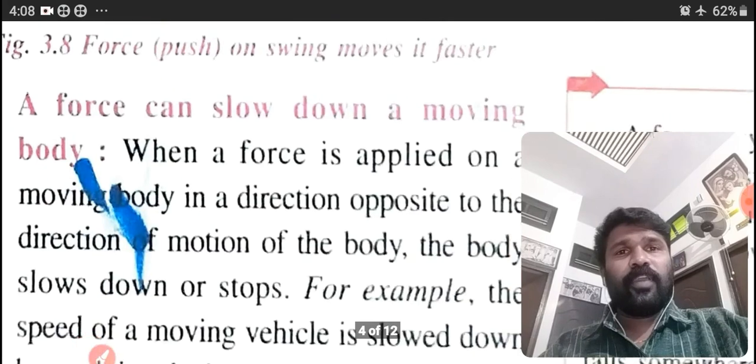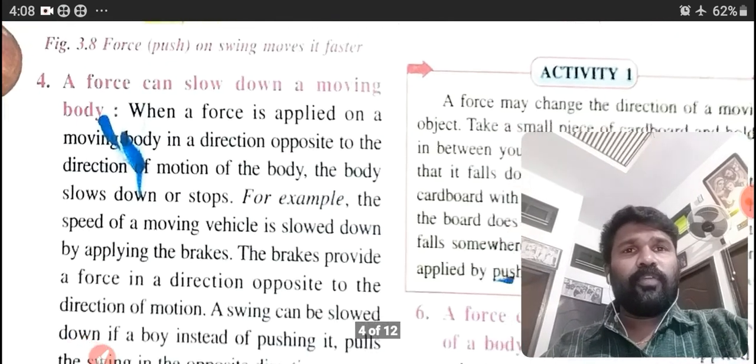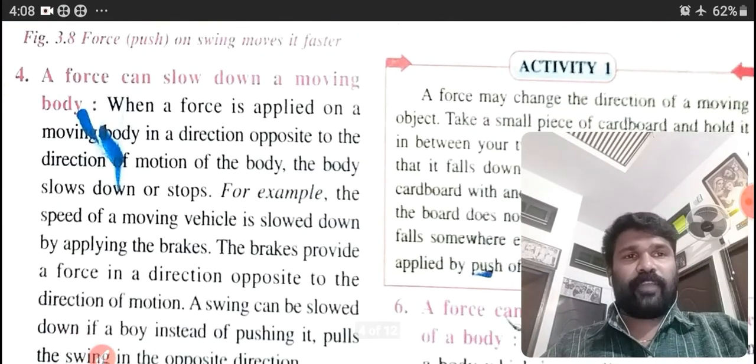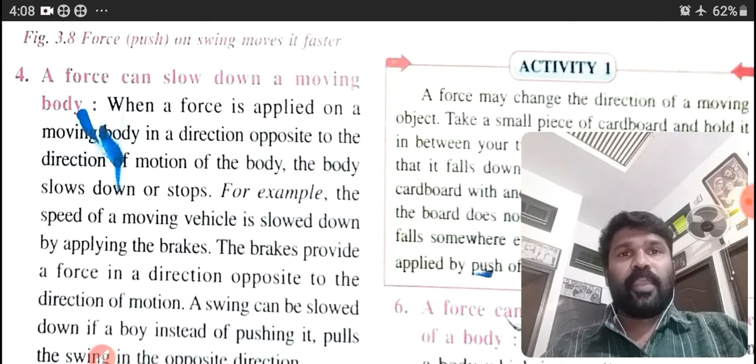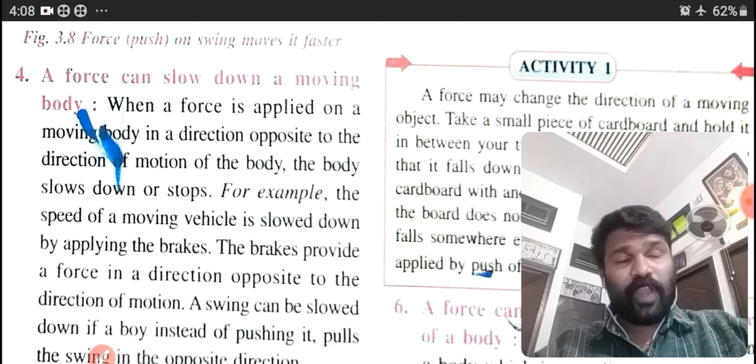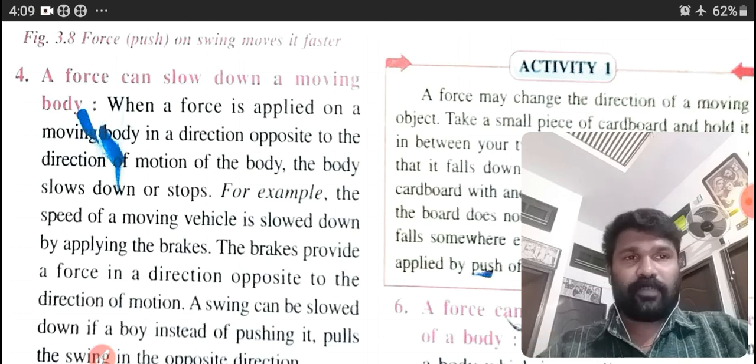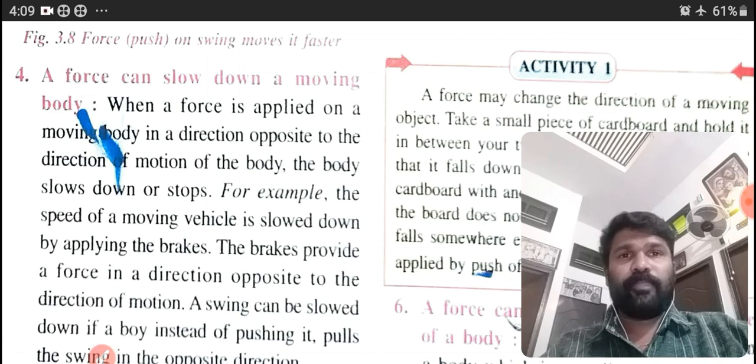Okay, students. Now the fourth effect of a force, that is, a force can slow down a moving body. The third one we have discussed: a force can make a body faster. In the same way, a force can slow down a moving body. When a force is applied on a moving body in a direction opposite to the direction of motion of the body, it slows down or stops.